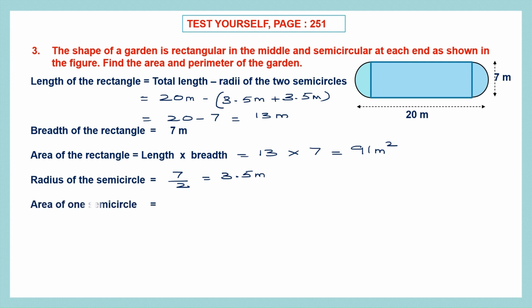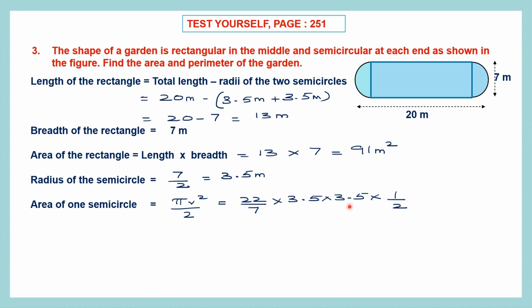Now to find the area of one semicircle, that will be pi r squared, which is the area of a full circle. When you divide this by 2, you get a semicircle, the area of a semicircle. So let's substitute. So here pi is 22 by 7. R square is 3.5 into 3.5 divided by 2 means into 1 by 2. So it becomes division because 2 is still down in the denominator.